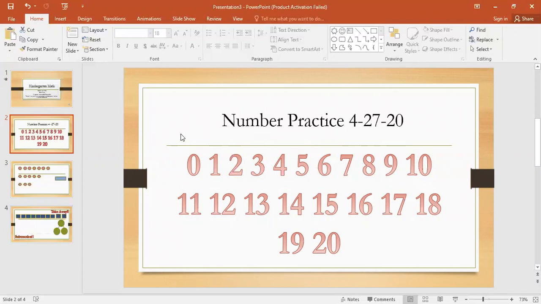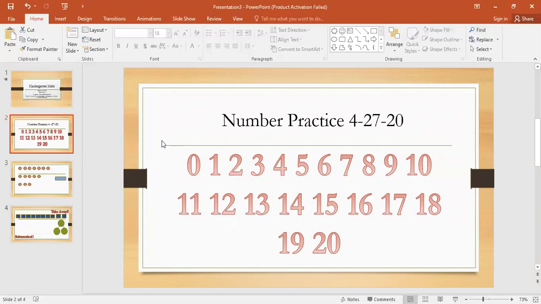And then we're going to say our numbers, and then you will practice writing our numbers. All right, let's start saying our numbers 0 through 20. 0, 1, 2, 3, 4, 5, 6, 7, 8, 9, 10. 11, 12, 13, 14, 15, 16, 17, 18, 19, 20.